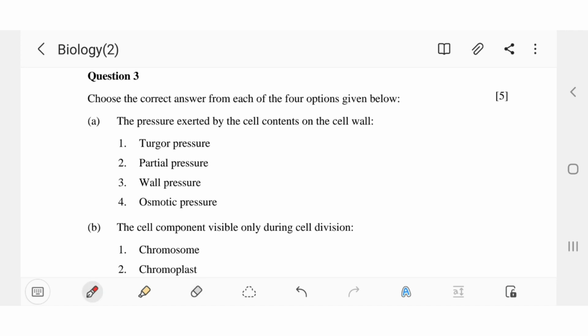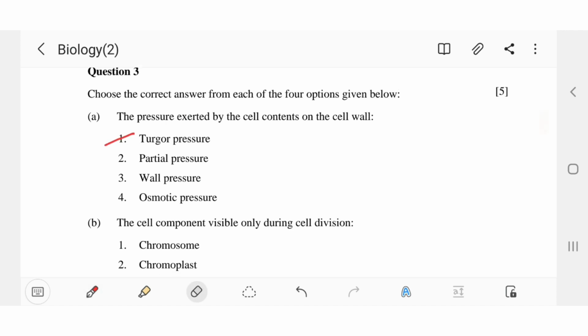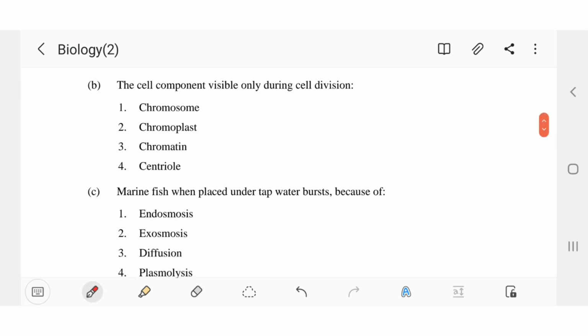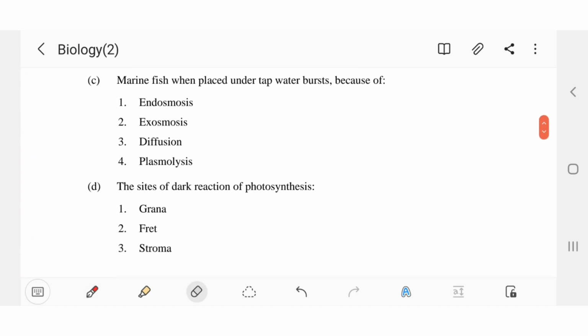Okay. Now, question number 3. Choose the correct answer from each of the 4 options given below. A1: the pressure exerted by the cell contents on the cell wall. Remember, whenever the pressure is exerted on the cell wall, it means that it is turgor pressure, right? Now B1: the cell component visible only during cell division. This is chromosome, because before the start of cell division, it will be chromatin, but when the cell division starts, it will condense to the chromosome form, right?